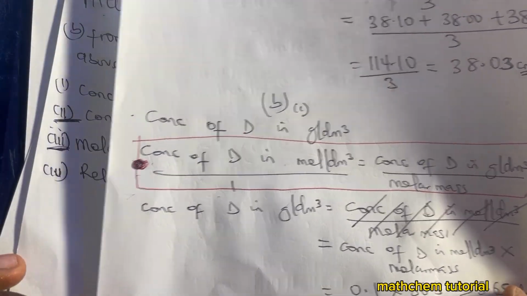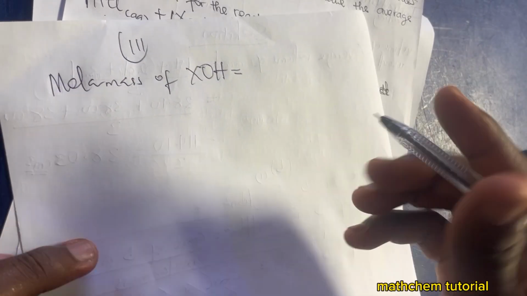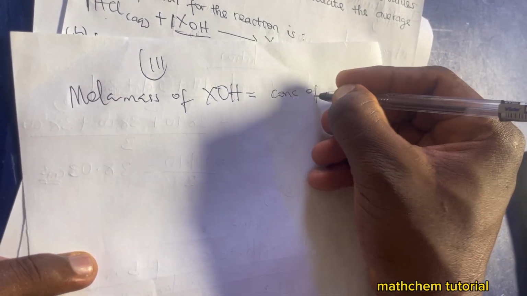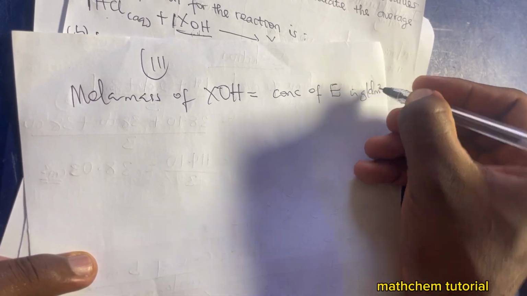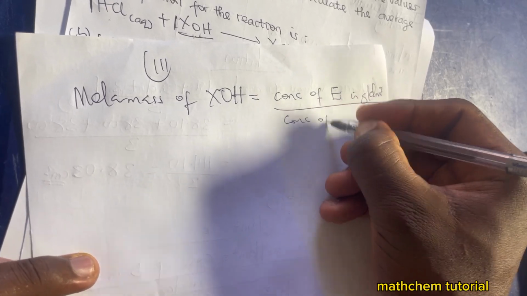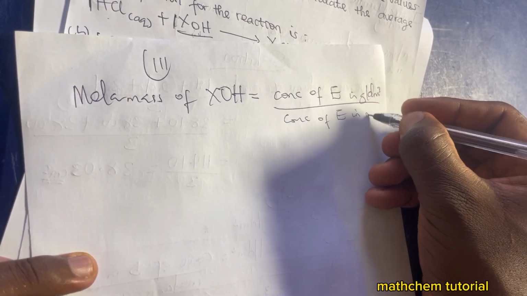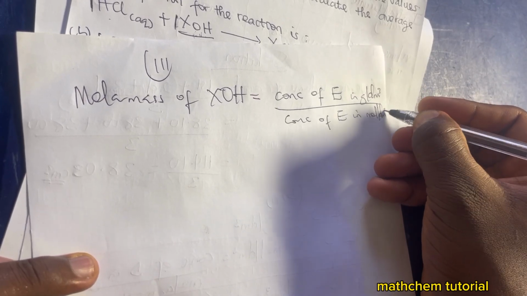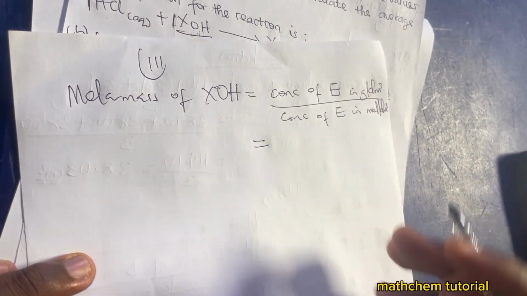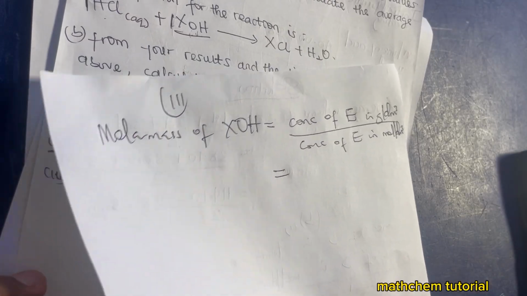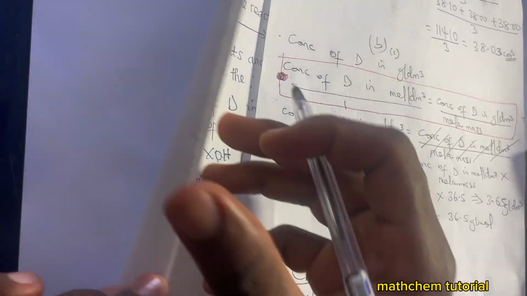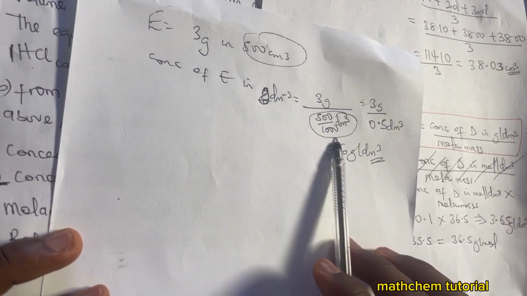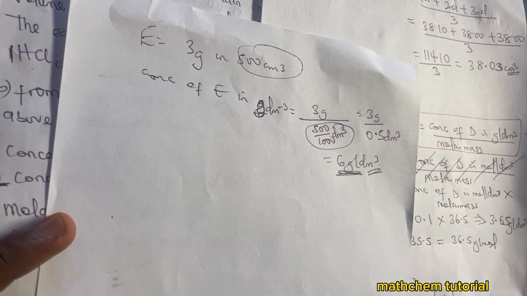So concentration of E in gram per dm cube, all over concentration of E in mole per dm cube. You understand that now? So what is the concentration of E in gram per dm cube of this guy? Which guy? Sodium hydroxide. It is this particular thing I worked here. This is the answer here. This is the 6 gram.